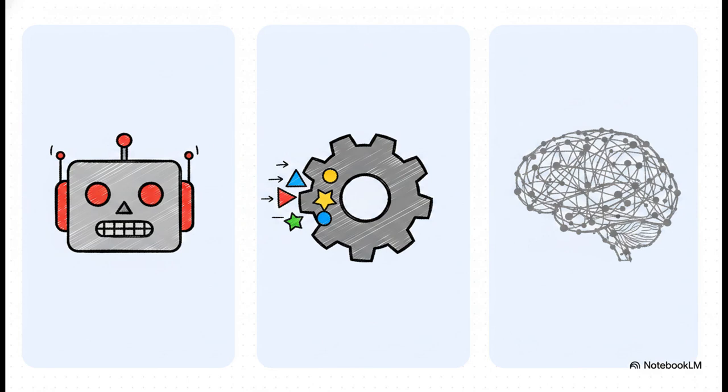AI is the broad vision. You're aiming to train a general, intelligent behavior. Machine learning is the practical method, where you're training a system to automatically improve its predictions using data. And deep learning? That's where you're training a highly complex model capable of processing massive, non-linear datasets.